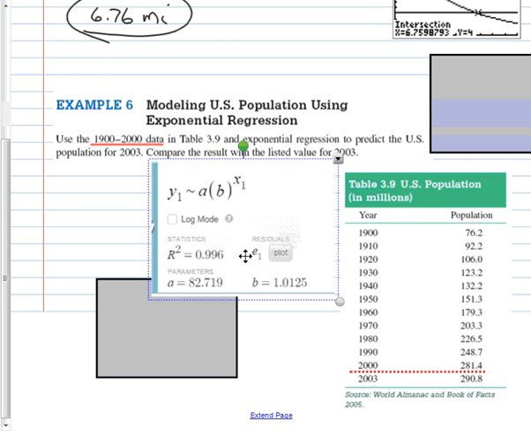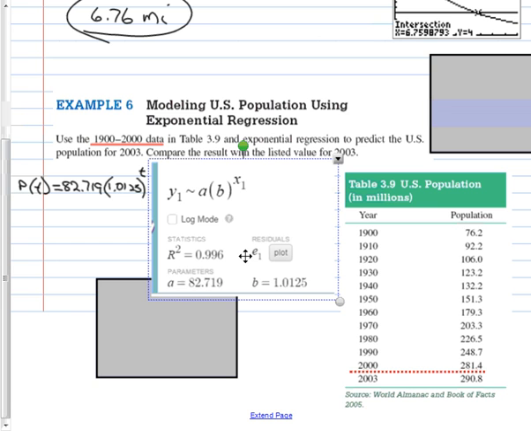And they say then, okay, figure it out for 2003. Well, I have a population at time t, 82.719 times 1.0125 raised to the t. So what would I do to get the answer for what's the population in 2003? Substitute 103 in.